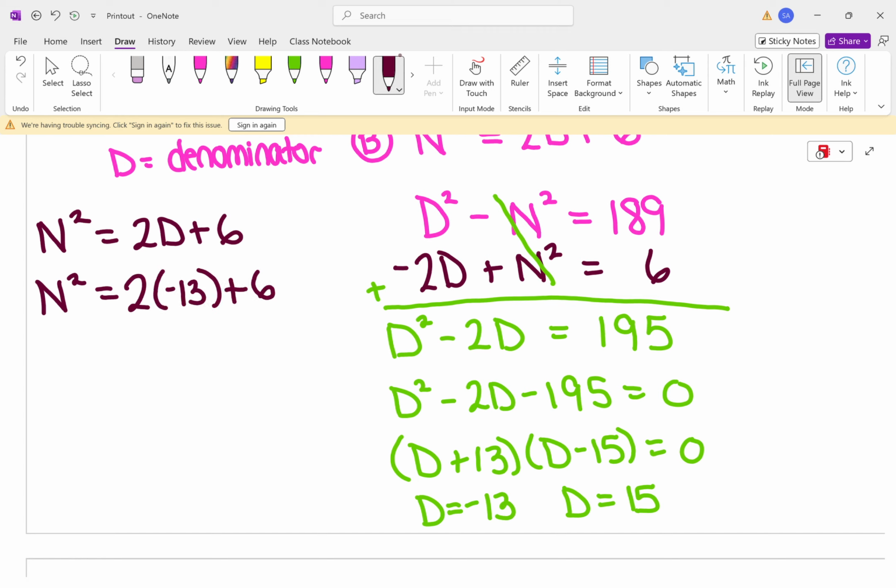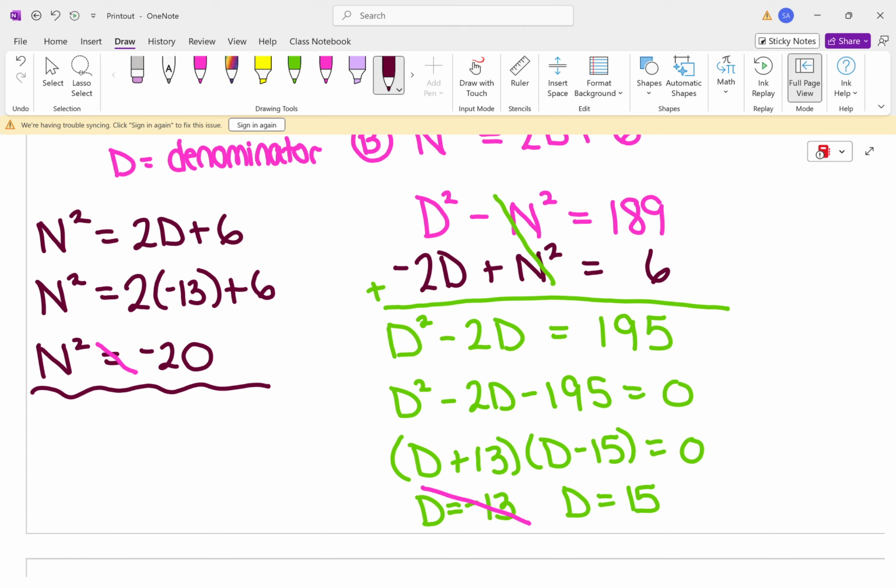So we're doing negative 13 first. 2 times the negative 13 plus 6. We're going to have n squared is equal to negative 20. Is that possible? No, because if I square root a negative number, isn't that imaginary? So for that reason, I am rejecting the negative 13.